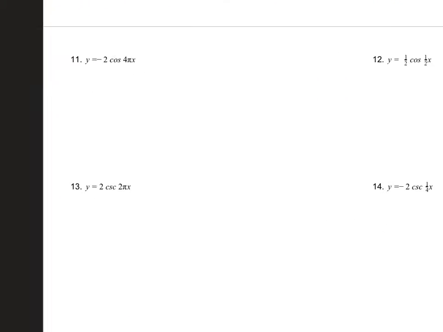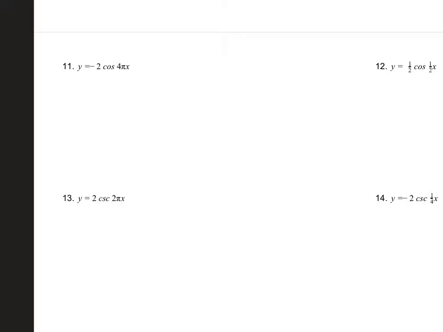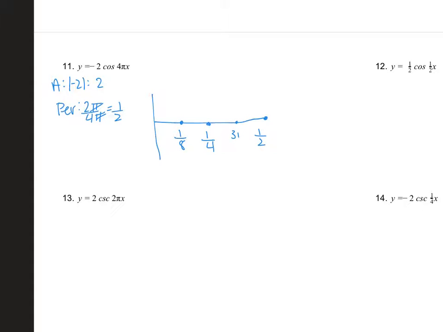Alright. Number 11, cosine 4 pi. So again, my amplitude's negative, so we're going to start on my y-axis down low. My period is 2 pi over 4 pi, which is 1/2. So my endpoint is 1/2. Half of a half is a quarter. We have an eighth and 3/8.